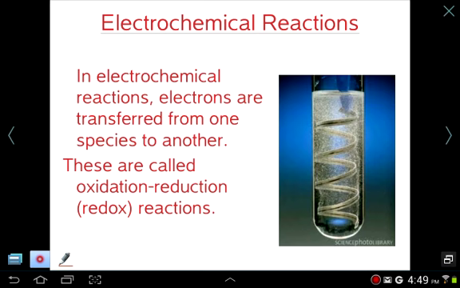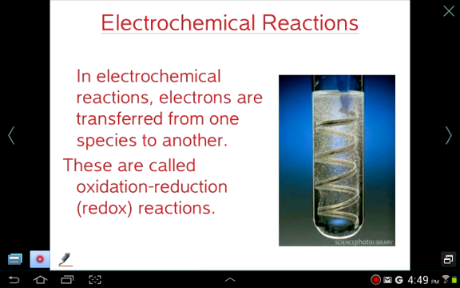We're going to introduce a reaction as an electrochemical reaction if there are electrons being transferred from one substance to the other. Very often these are called oxidation and reduction reactions, redox for short, because in one of these reactions you have both oxidation and reduction happening.